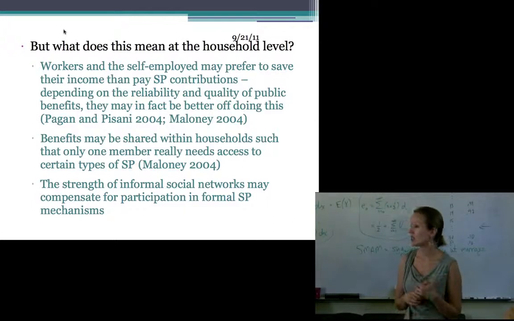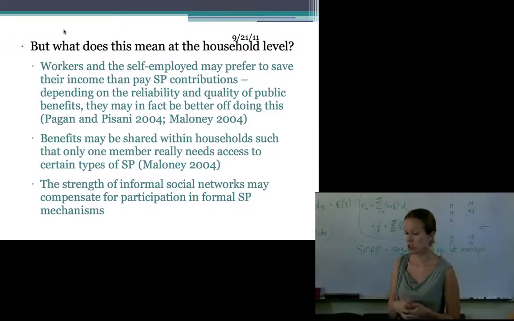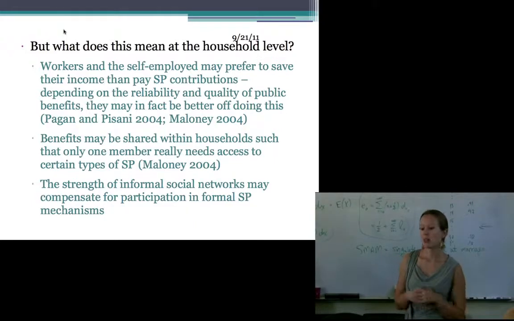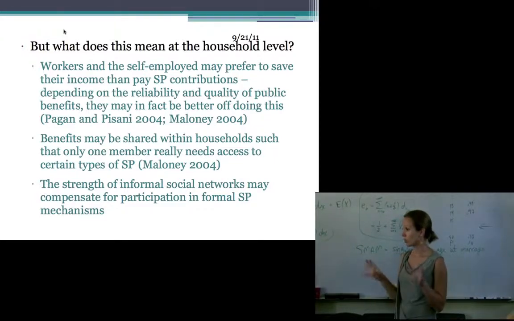Health insurance services, the hospitals you're able to go to if they're public hospitals, which is often the case in Egypt, may not be very good. People may not want to go there, so they would rather save their money and spend it on private clinics rather than putting it into public insurance that they won't use. Unemployment benefits, these kinds of programs are very hard to access, so people would rather not pay out their contributions. Another issue is that the benefits may be shared within households, so that you only really need one member who has access to the formal systems.